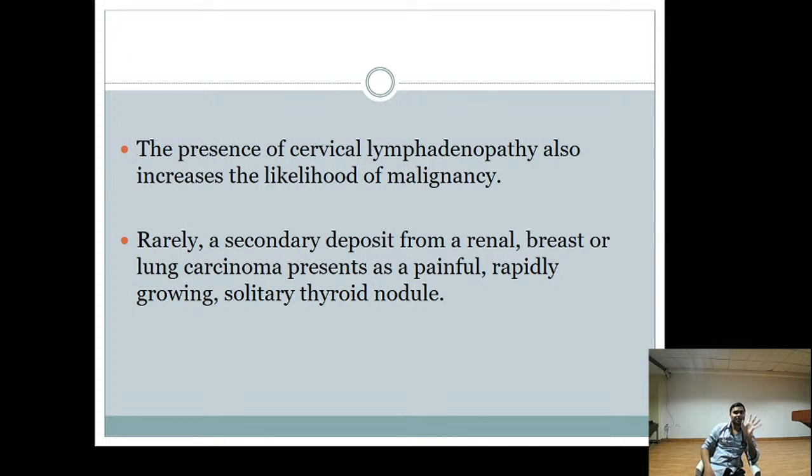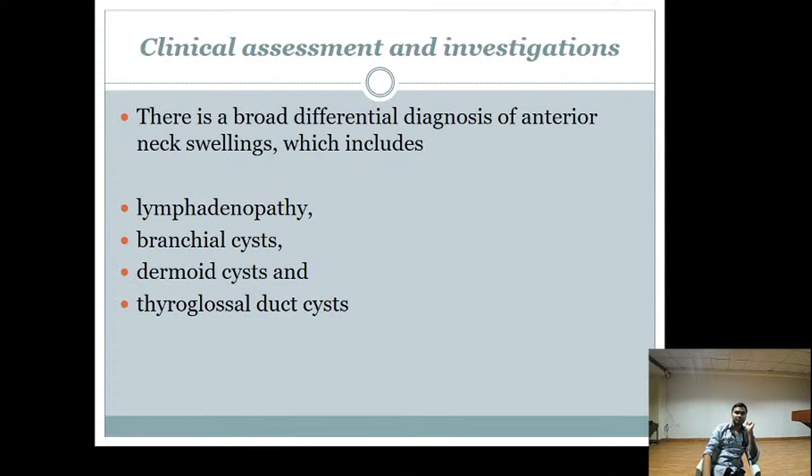The presence of cervical lymphadenopathy has also high likelihood of malignancy, and rarely secondary deposit from renal, breast or lung carcinoma may present with painful, rapidly growing solitary thyroid nodule. Clinical assessment and investigations. First, coming to the broad differential diagnosis of anterior neck swellings. Anterior neck swelling differential diagnosis include lymphadenopathy, branchial cysts or dermoid cysts, and thyroglossal duct cysts.